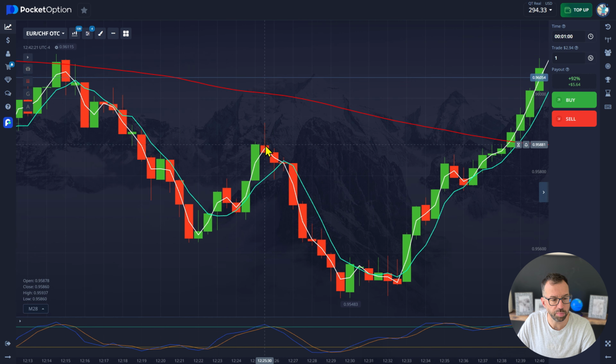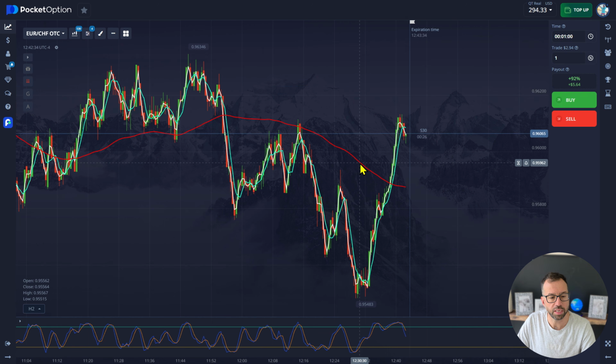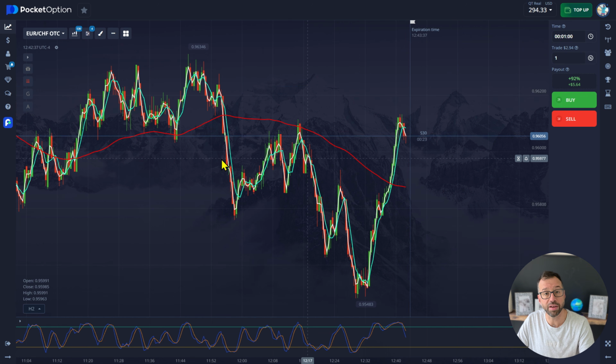Here would have been a perfect opportunity where the white crossed over the blue, so that's the 2 crossed over the 5. We had a confirmation of the stochastic right here. You would have bought this one down. That would have been a big winning trade. Perfect. So that's real quick how you are going to sell this.